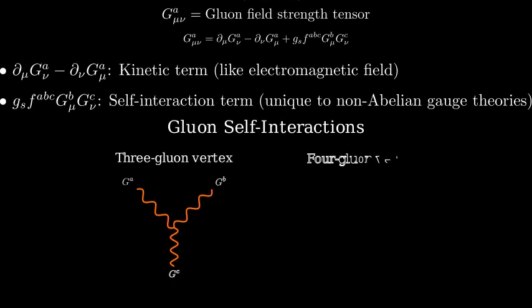This self-interaction term is unique to non-abelian gauge theories like QCD and is responsible for properties like color confinement, the fact that we never observe free quarks.